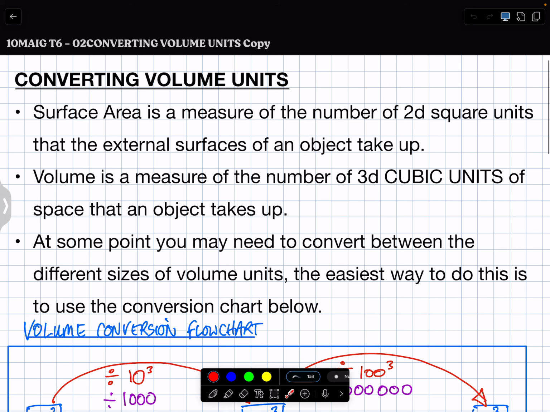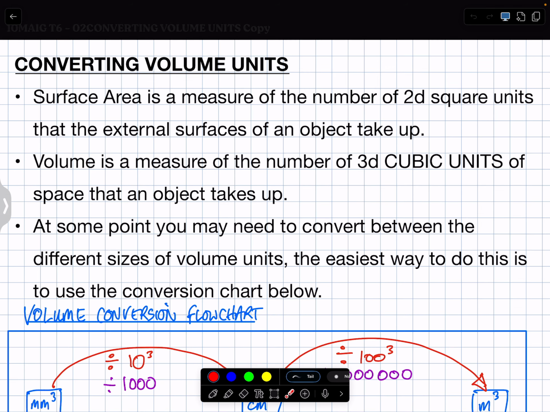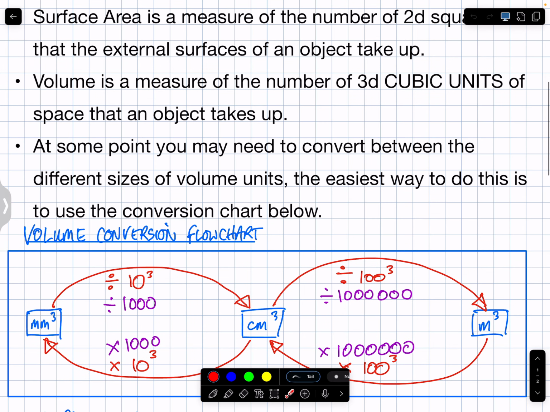So the first thing that I'll teach you today is how to convert between volume units. Surface area measured the number of 2D squares that a surface took up. But when you're talking about volume, you're talking about how many 3D little cubes of space that an object takes up. You don't need to worry about that theory.